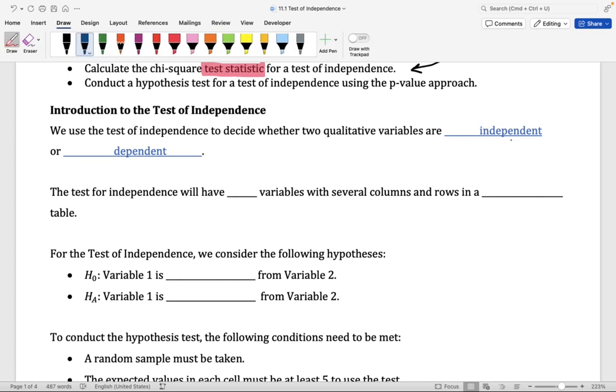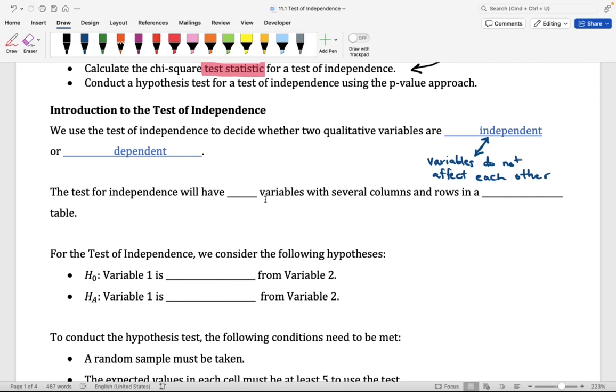Now, whenever we say that two variables are independent, we're saying that they don't affect each other. So here you can write a reminder that independent means the variables do not affect each other. Now, dependent is the opposite. The variables do affect each other.